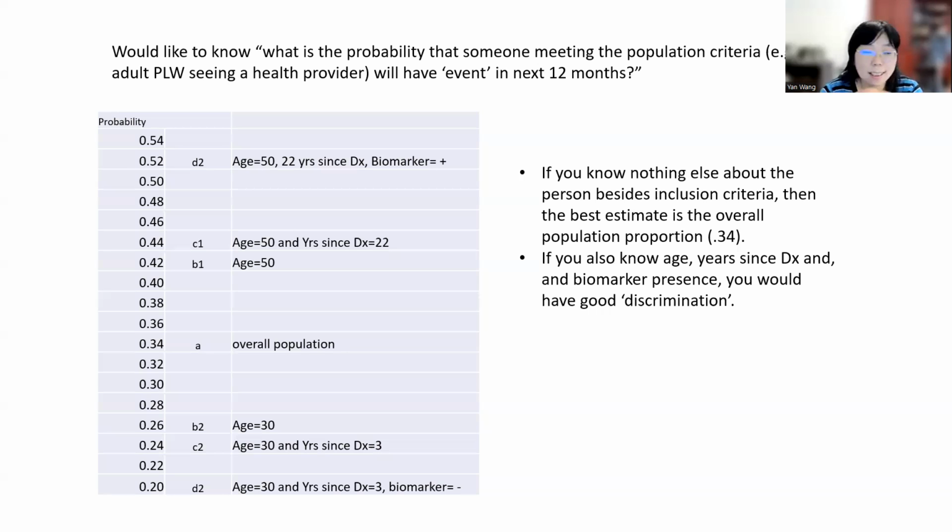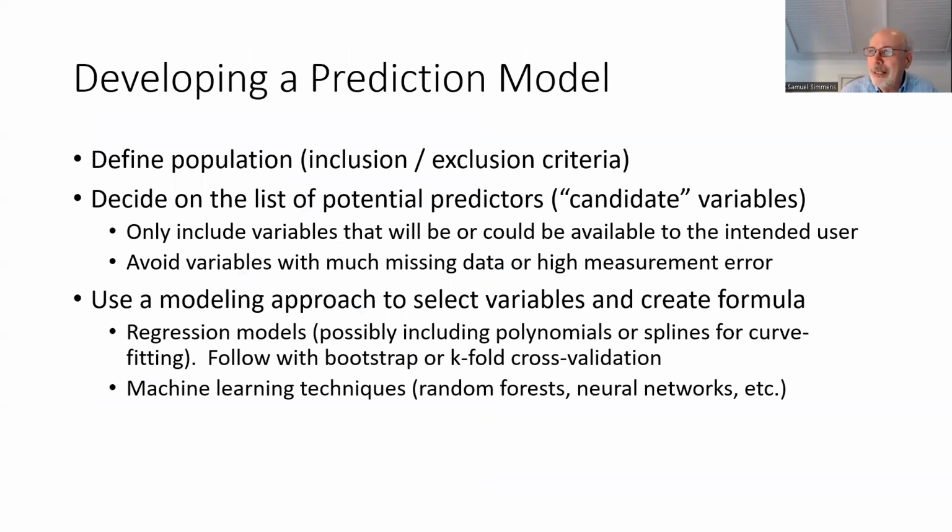Sure. So why don't we move ahead. You define the population, then you come up with a list of potential predictors, usually called candidate variables. And for each variable you're thinking about, think about how this model might be used in real life.